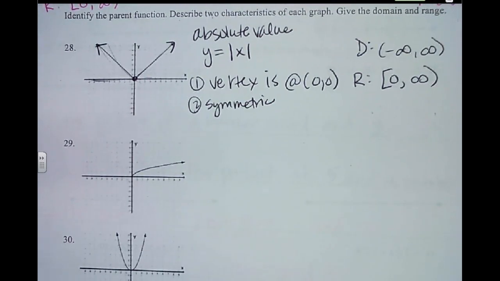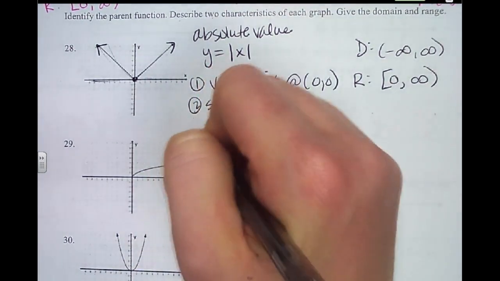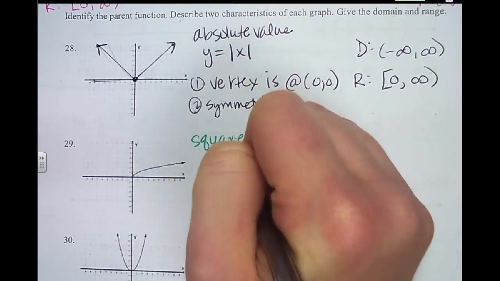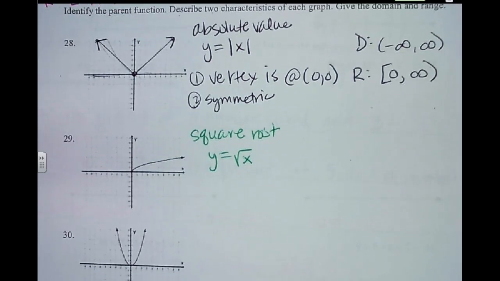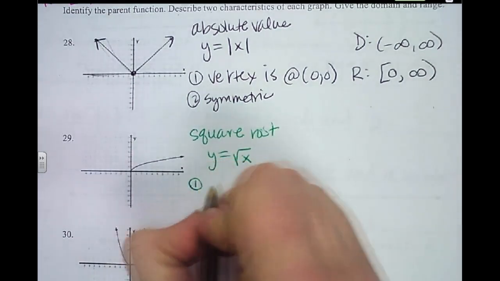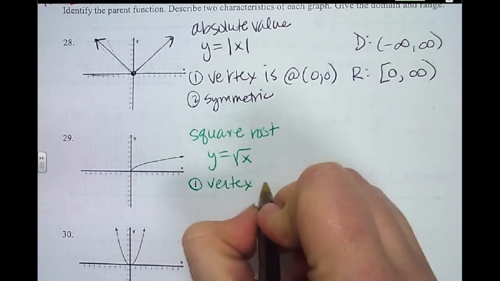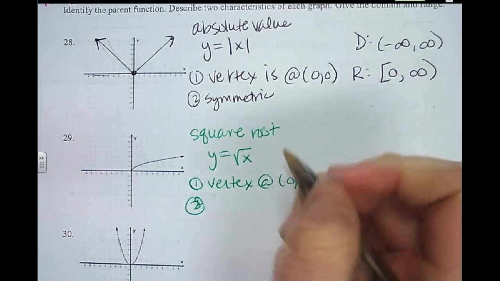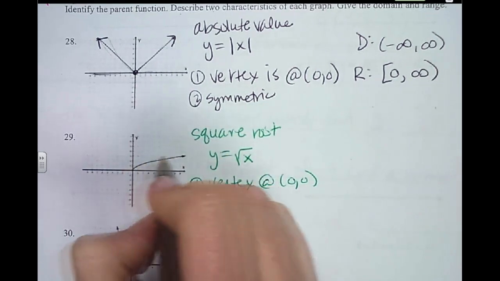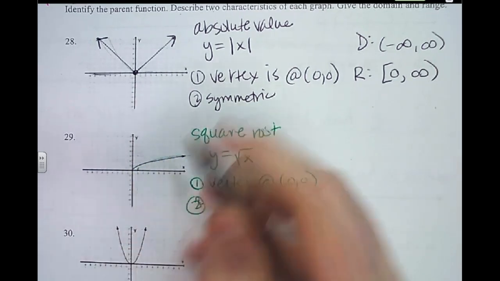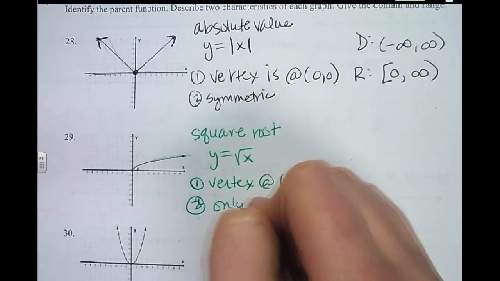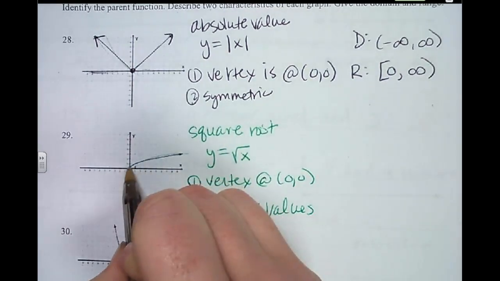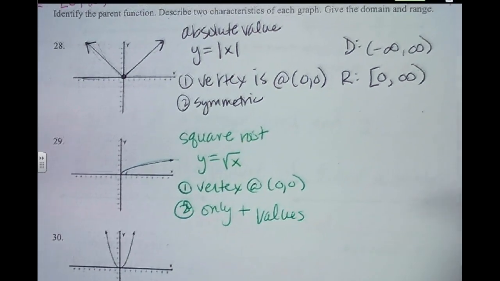Okay, number 29. This is the square root function, y equals square root of x. Again, make sure you know both of those. So one characteristic, again, the vertex is at (0, 0). A second one, I could say it's only positive values, so it's only over here. It doesn't have a bottom part here. So only positive values. You could say it's increasing the whole time, anything like that.